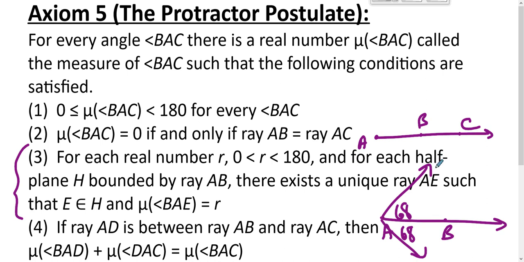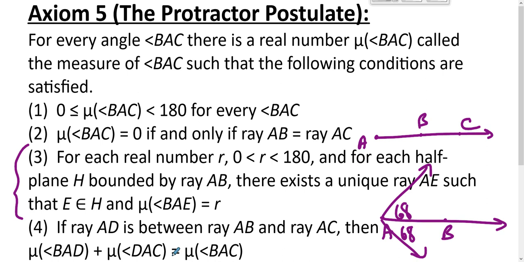And then 4, if ray AD is between ray AB and ray AC, in other words, D is in the interior of angle BAC, then the measure of BAD plus the measure of DAC is the measure of BAC, and that's going to make sense if you just draw yourself a picture.